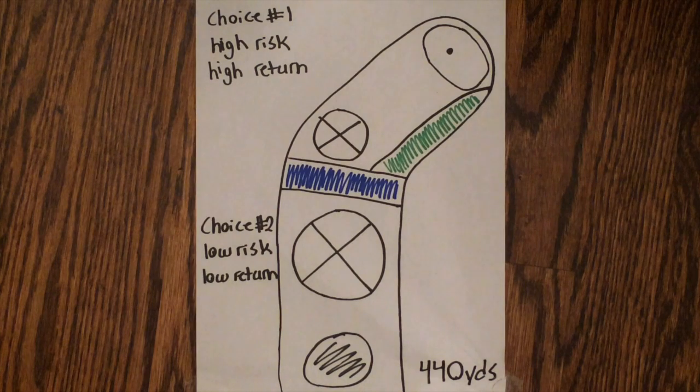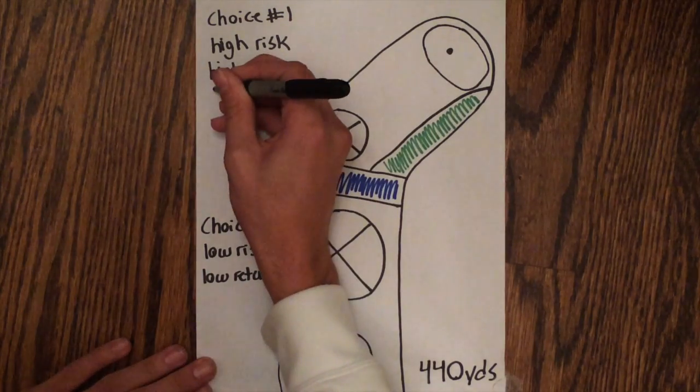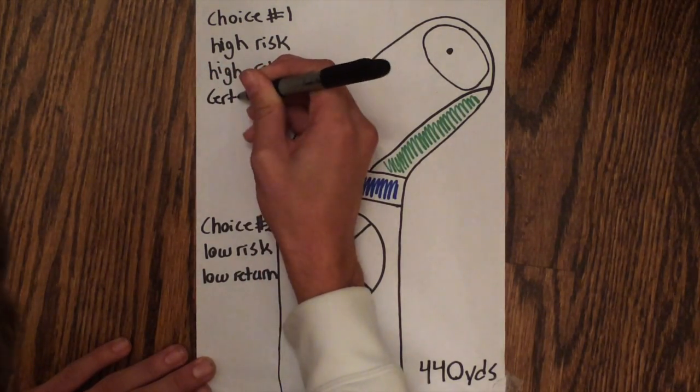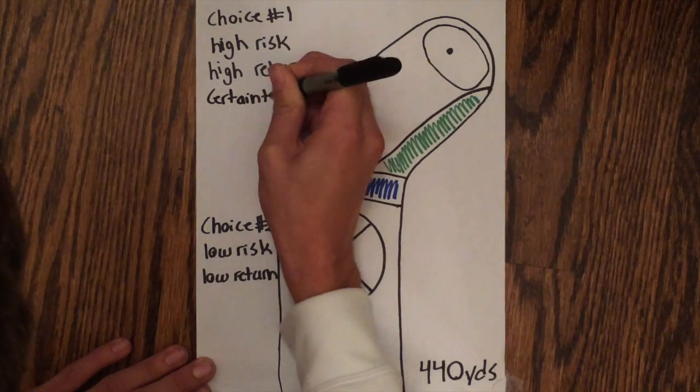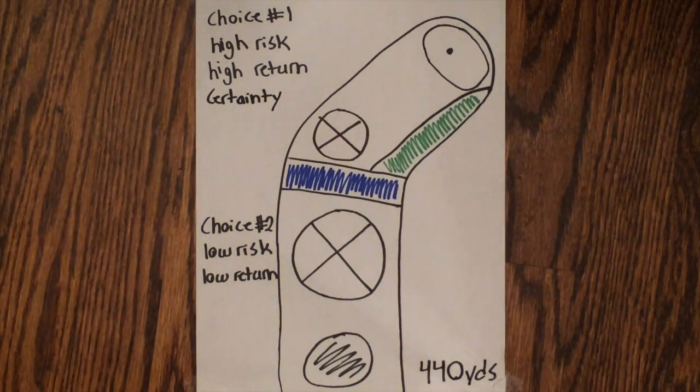Now that we have a clear understanding about each of the choices that we have, let's talk about how people are influenced to make each choice. So with choice number one, we will associate the word certainty with it. And for choice number two, we will associate the word uncertainty.